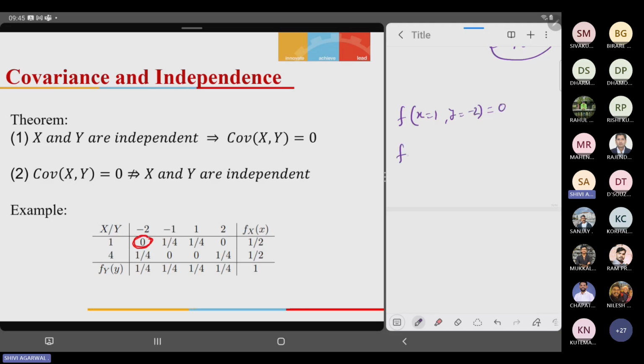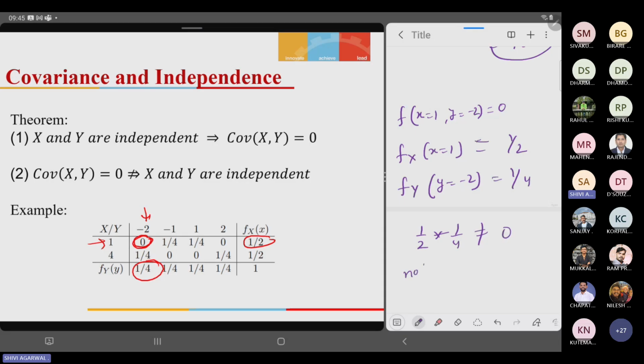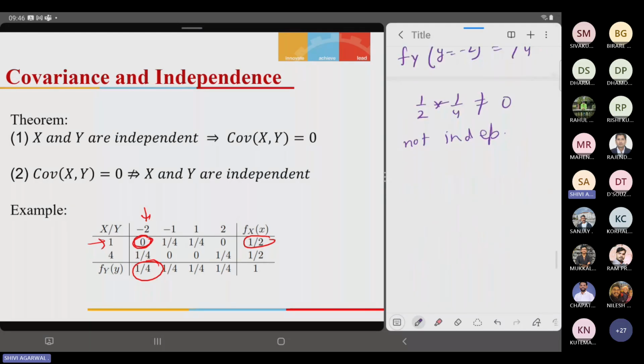But when we are taking fx at x is equal to 1, it is coming 1 by 2. And we are taking fy at y is equal to -2, so this is 1 by 4. So we can say 1 by 2 multiplied by 1 by 4 is not equal to 0. So they are not independent. Correct? First, we check whether they are independent or not. Got it? Now we are calculating expected value of xy.